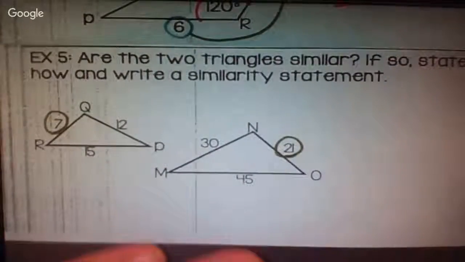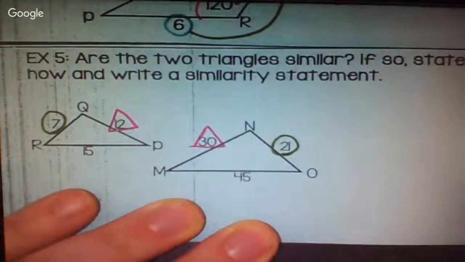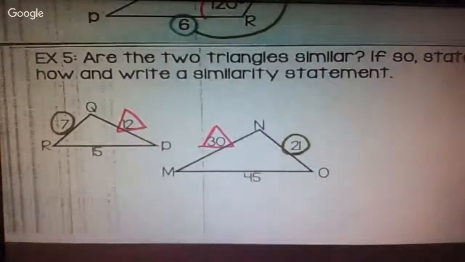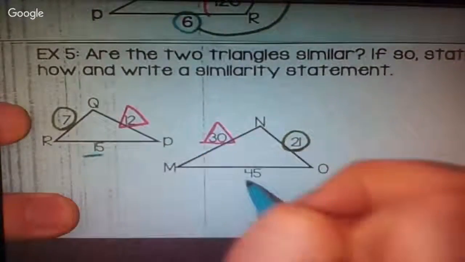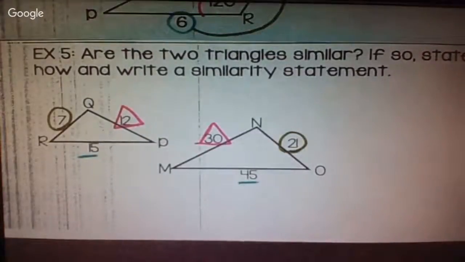Okay, so 12 then goes with 30 because those are your middle ones. And 15 goes with 45. Okay, I always like to mark them. That way I don't have to sit there and play the guessing game on what goes with what. Now I know, now I can just solve.